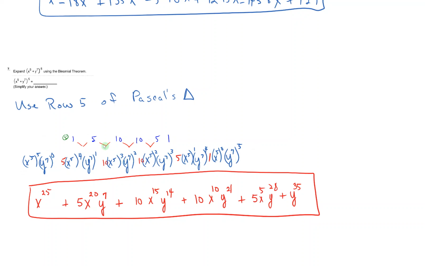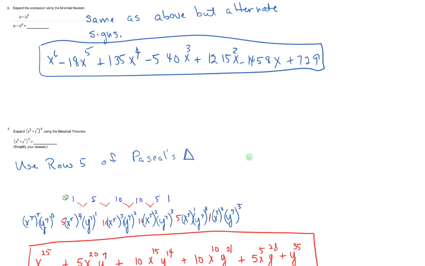Then when you do power to power, you multiply. So this is x to the 25th. This is 0, so that becomes 1. Then we have, because we put these numbers in, so the red numbers are there. We've got 5x to the 20th, y to the 7th, 10 x to the 15th, y to the 14th, 10 x to the 10th, y to the 21st, 5 x to the 5th, y to the 28th, and 1 x to the 5th to the 0, so that goes to 1, and we just have y to the 35th. And so that's that one.